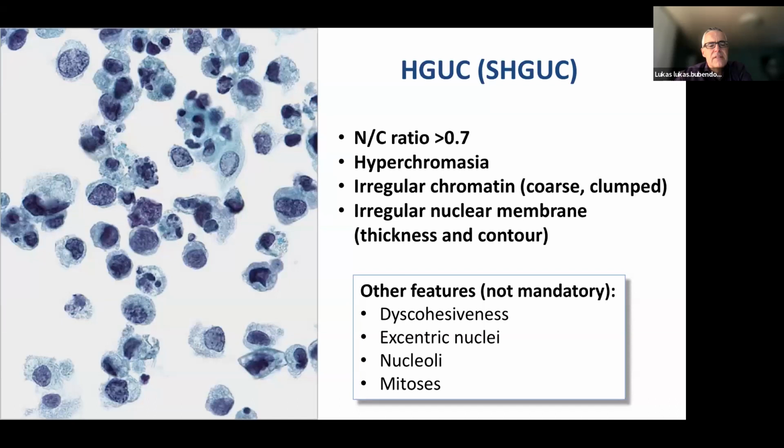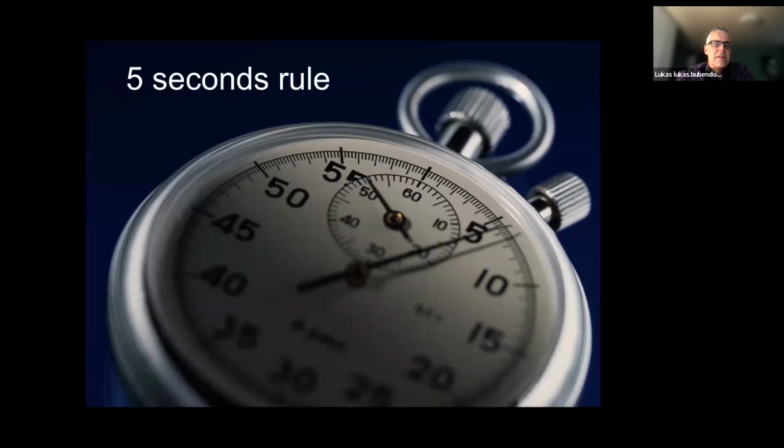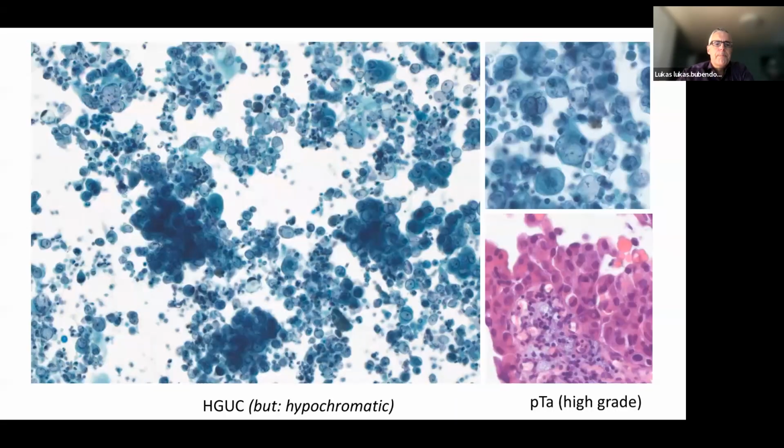Actually, if you look at such a case, a normal experienced cytologist knows immediately that this is high-grade urothelial carcinoma. And that takes me to my 5 seconds rule. If we can make the call right away within 5 seconds, it's high-grade urothelial carcinoma. After some time, of course, you don't go through these criteria, you internalize them into your mind and you look at it and you can just do it quickly.